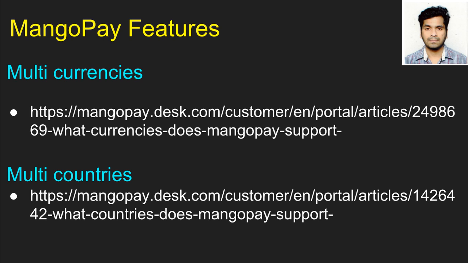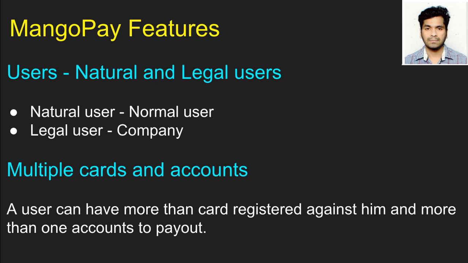MangoPay supports two types of users: natural user and legal user. A natural user is a normal user. Any online customer visiting an application is a natural user, and a legal user is a company. If a company is buying goods or making an online transaction, then that is called a legal user. Multiple cards and accounts: a user can have more than one card registered against his name and more than one account as well for payout and pay-in.